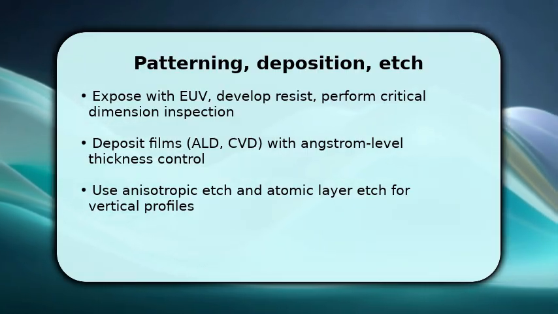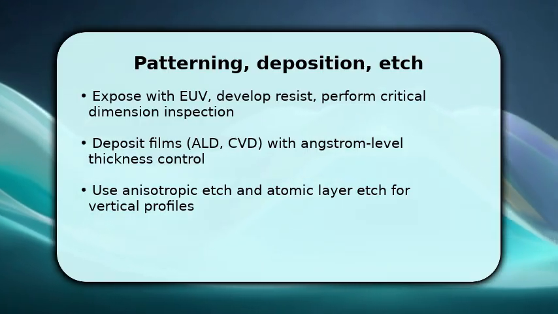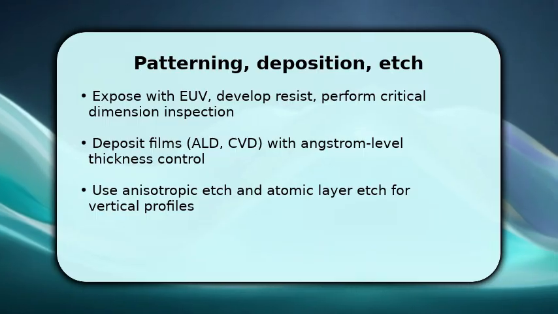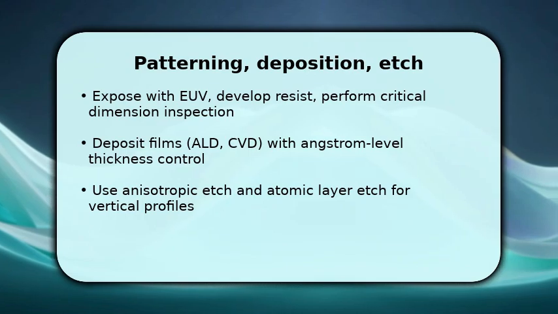Once films are in place, perform anisotropic and atomic layer etch to create vertical profiles and avoid footing. Make sure to loop metrology after each step, so you catch drift before it multiplies across layers.